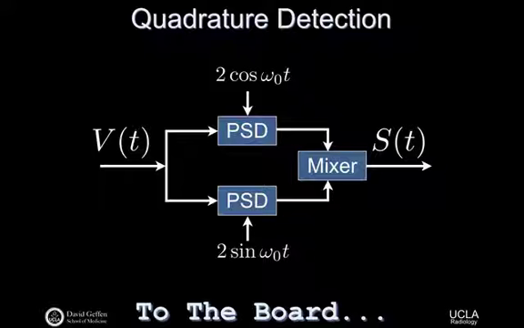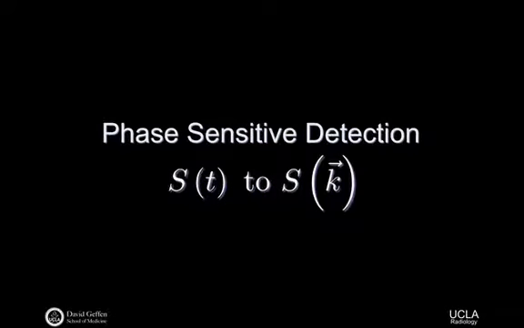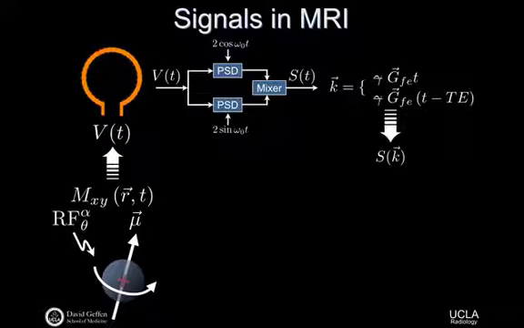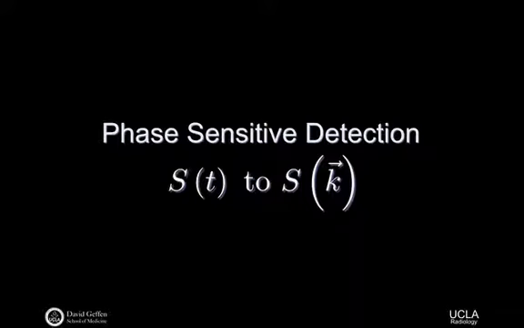The last step, after you've run your voltage signal through the two phase-sensitive detectors, is just the mix of the signal. And that just means you're going to add up their complex sum. I'll show you that on the board in a second. The next step after you have a time-based complex-valued signal is to go to a k-space valued signal. That's where we want to end up. We don't really care so much what happens as a function of time. We care what happens at specific spatial frequencies.